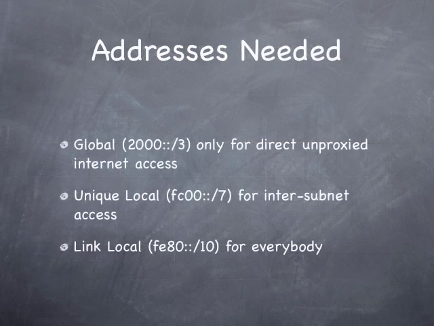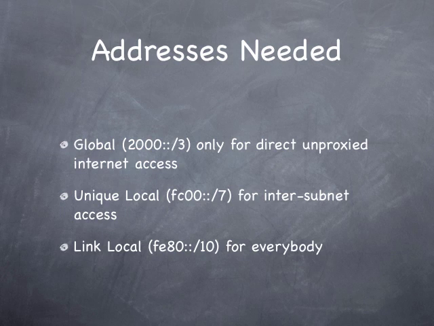Now, what does that mean for our address allocations? Again, remember, we have three kinds of unicast addresses. Global addresses that are directly reachable from the internet. We need those for direct unproxied internet access. If we go through a proxy, we really only have to reach the proxy. We don't have to reach the final destination.